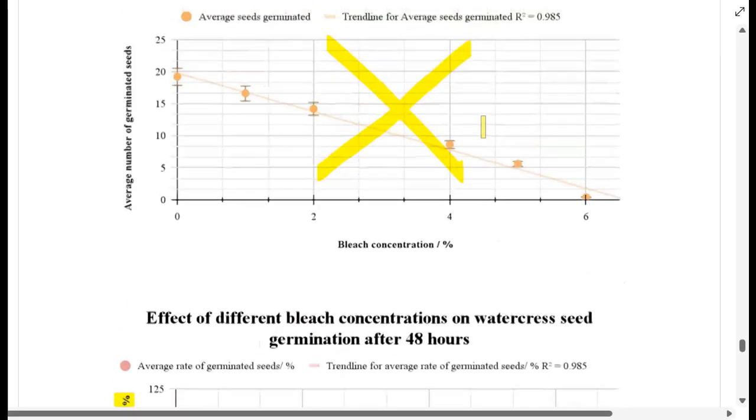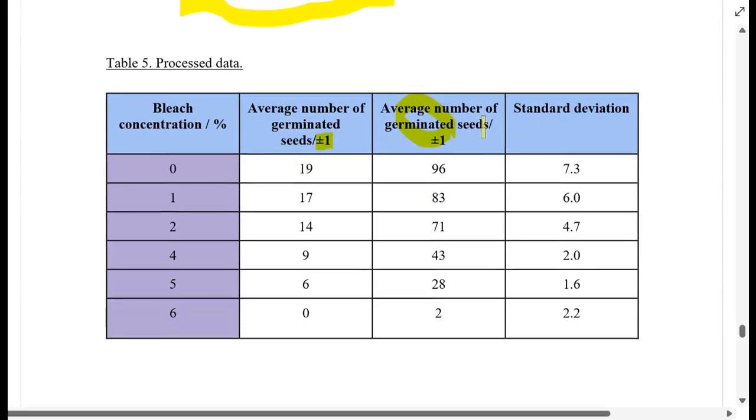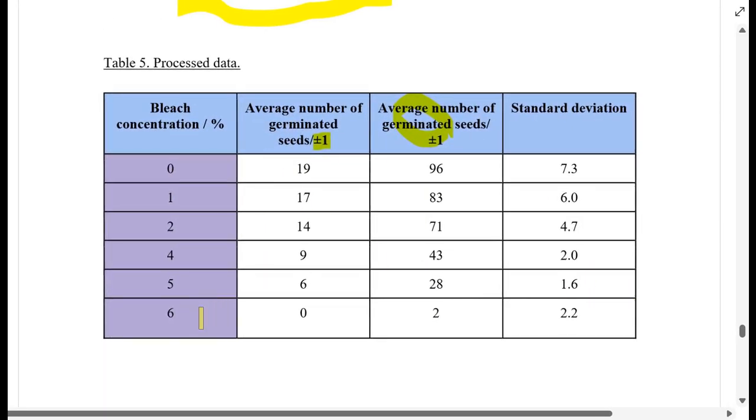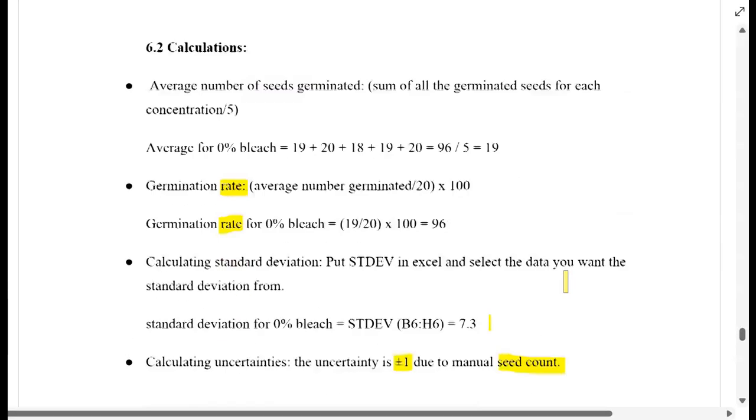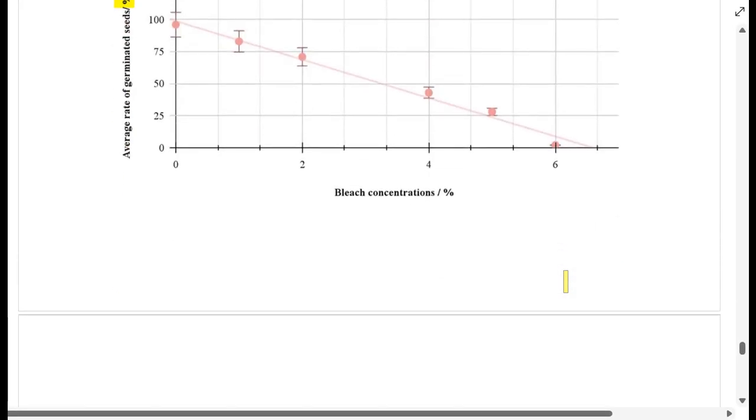Also, there appears to be an error. We go up here, the 6% has a bigger error bar than 4 and 5. Okay, there's our data. We go to the graph, 6% no longer has a bigger error bar. So there's something wrong with your error bars.